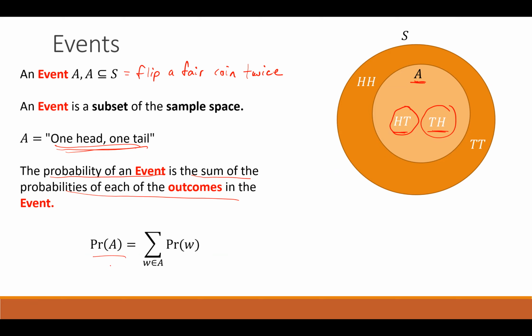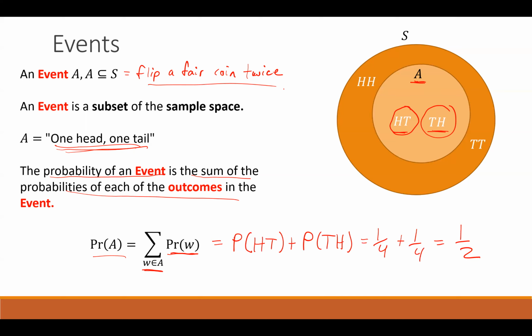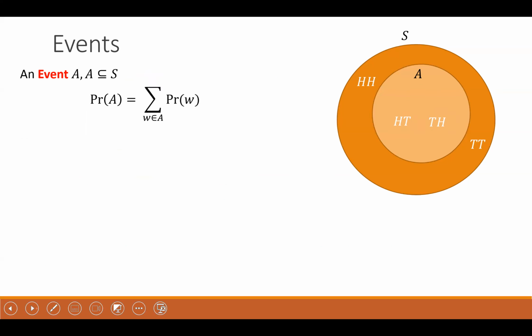So the probability of an event A is the sum of the probabilities of all of the outcomes in that event. So the probability of A in this case is equal to the probability of heads, tails, plus the probability of tails, heads. Each of these we said was probability 1/4. So this is 1/4 plus 1/4, equal to 1/2. So for this sample space where I flip a fair coin twice, the probability that I get one heads and one tails is 1/2. Okay. But yeah, questions on that?